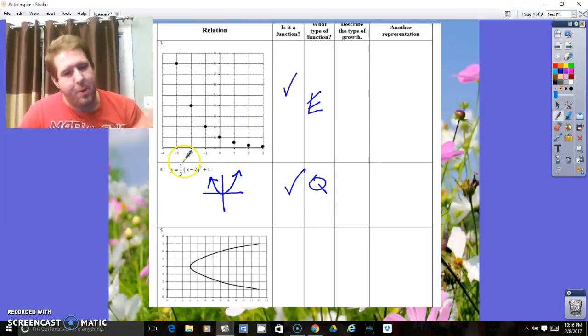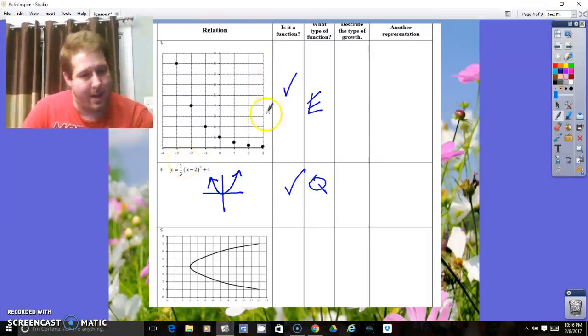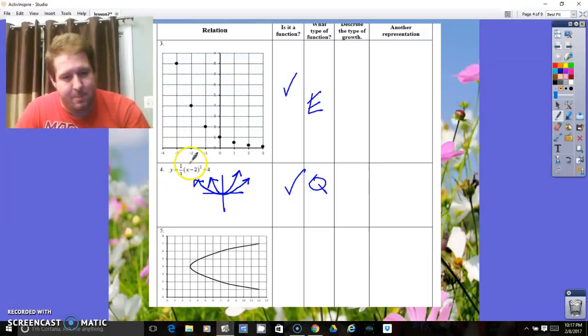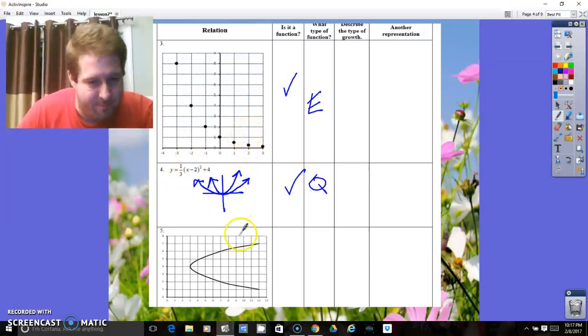And the fact that it's 1/3 means it's actually going to be pretty wide. It's not going to be as narrow. It's going to be wide like this. And it is going to be going up because the a is positive. So that's a lot of things we'll talk about in the future.